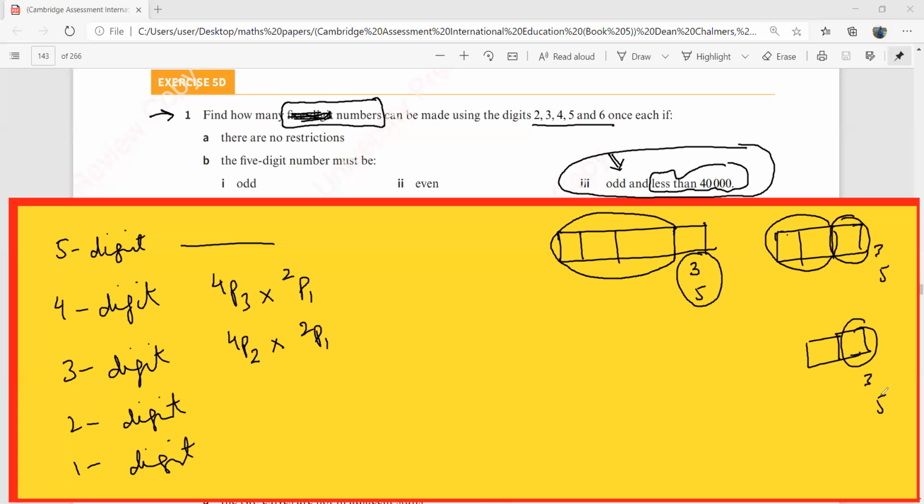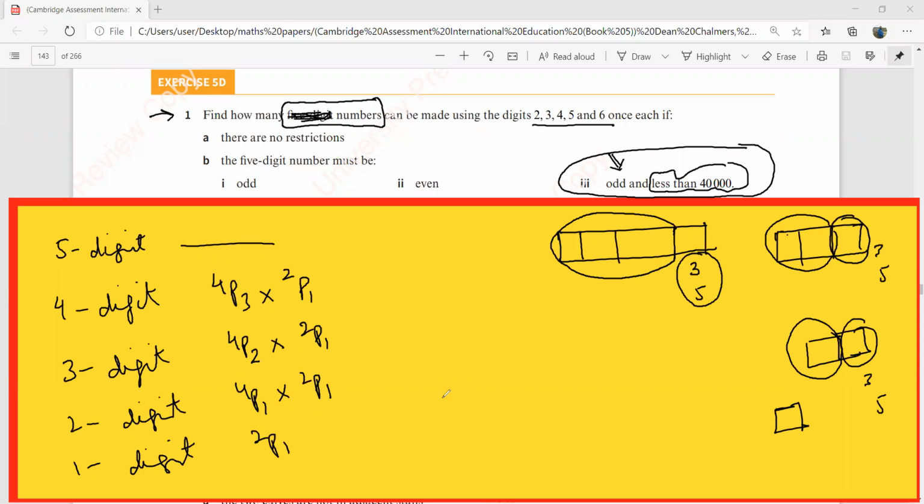And for the 2-digit numbers, bacho, you see again, you have two options for this. It can be 3 or it can be 5. And we still have this empty block over here. So this is going to be 4p1 times 2p1. And if it has to be a single-digit number, this is going to be 2p1. So you add all of them, and that will be the answer to this question, if you want odd and less than 40,000, keeping in mind that the number can be a 5-digit number, 4-digit number, 3-digit number, 2-digit, and even a single-digit number.